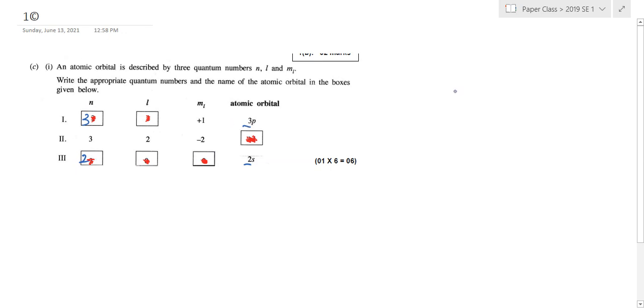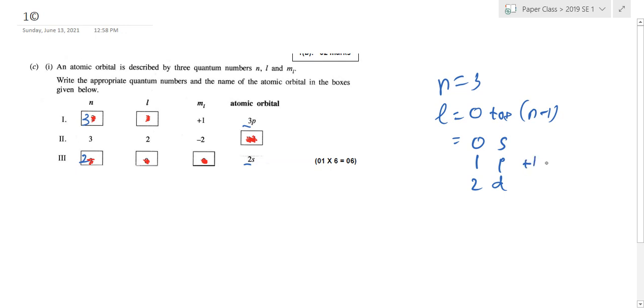n equals 3 means what? l equals 0 to n minus 1, so l is 0, 1, 2. 0 is s, 1 is p, 2 is d. Right? Plus 1 is here, in 3p orbitals. It means the ml values are plus 1, 0, negative 1, so l should be 1. This is l number 1.